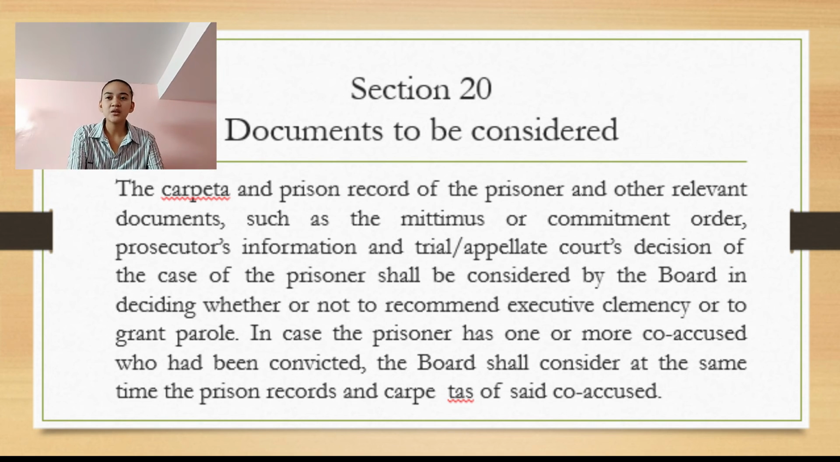carpeta. Carpeta refers to the institutional record of the inmate, which consists of his mittimus or commitment order issued by the court after conviction, the prosecutor's information and the decisions of the trial court and the appellate court, any certificate of non-appeal, certificate of detention, and other pertinent documents.